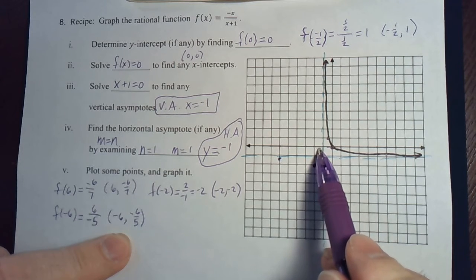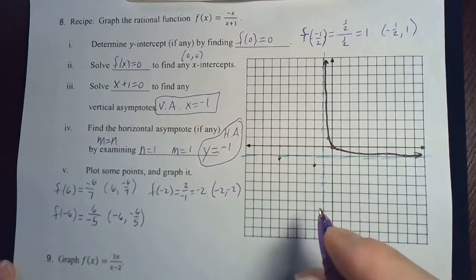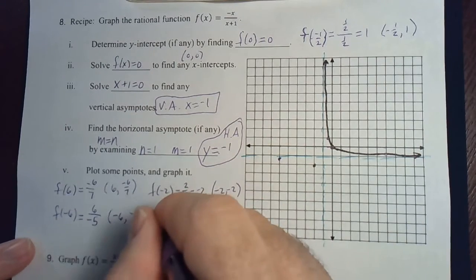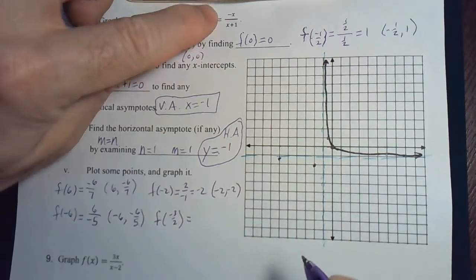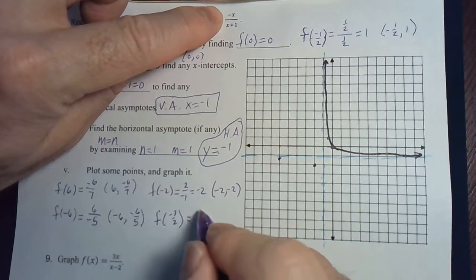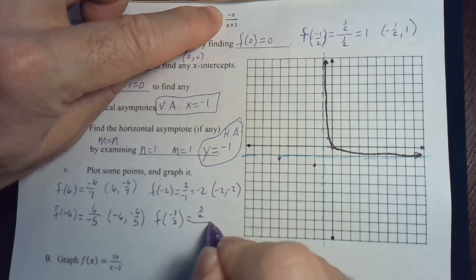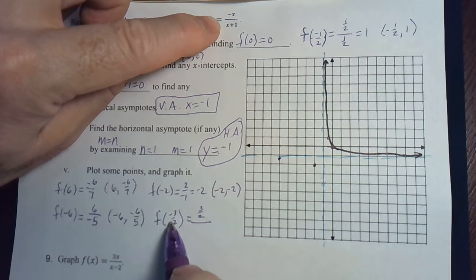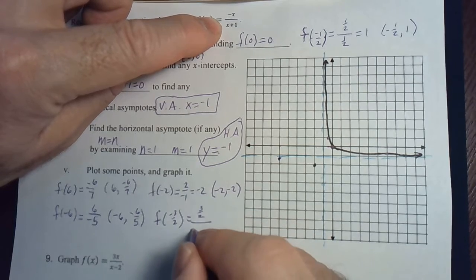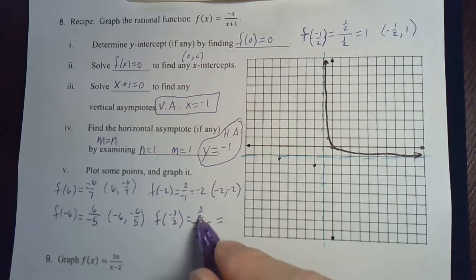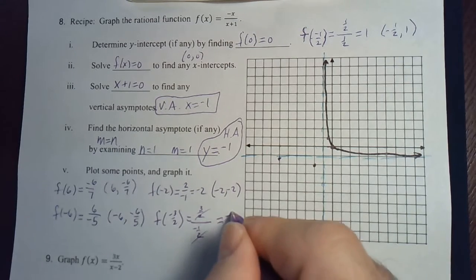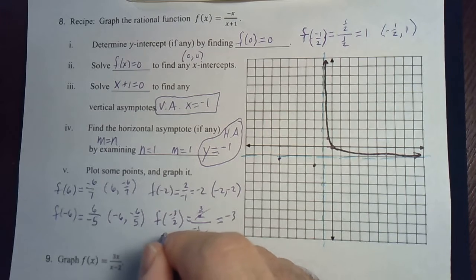Negative 1.5 would be negative 3/2. So f of negative 3 over 2 is going to be, on top, a positive 3 over 2. On the bottom, it's going to be negative 3 over 2, negative 1.5, plus 1, which is negative 1/2. And that's equal to, the 2's cancel, 3 over negative 1 is negative 3. So the ordered pair is negative 3 over 2, comma 3.